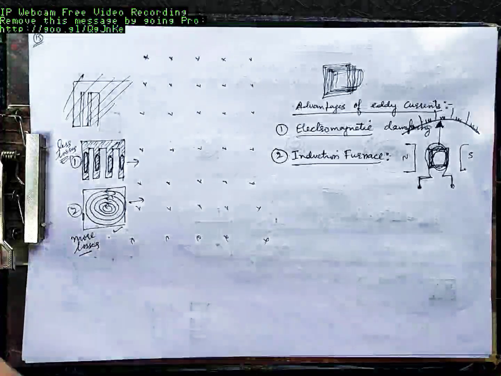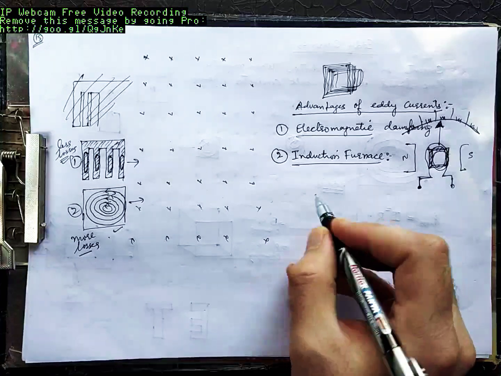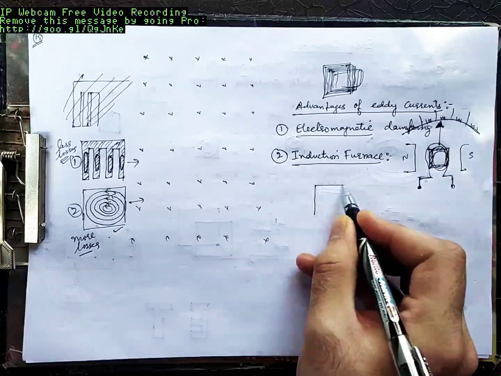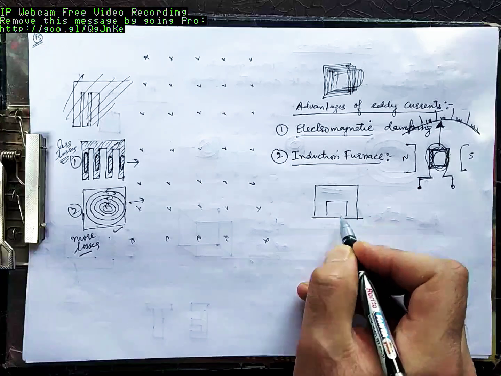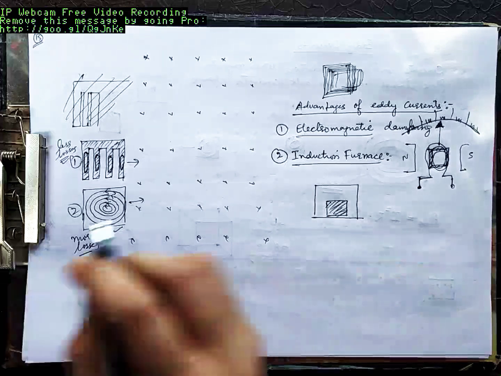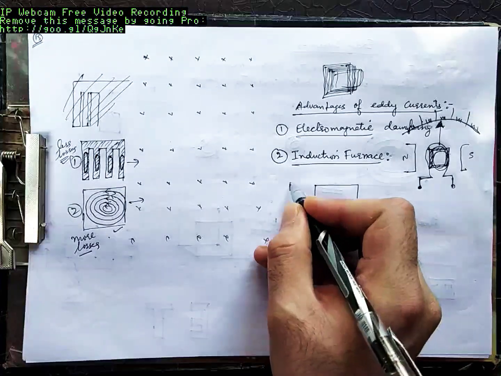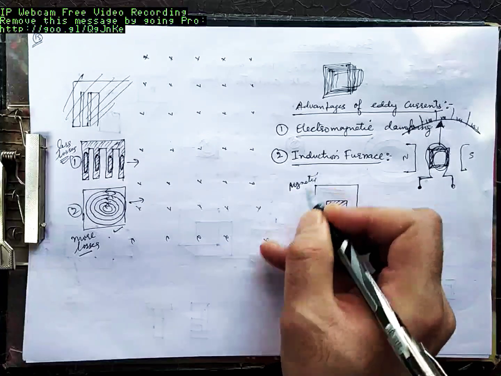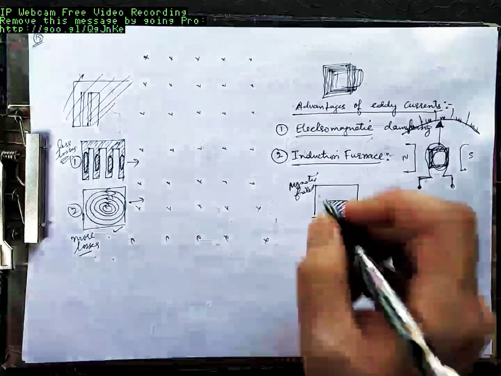How can we do that? What we basically do in this, you have, say, a chamber. In that chamber, you keep a metal that you want to melt. And outside, you have a coil, you have a magnetic field here. Outside this chamber, you have a magnetic field which is changing.